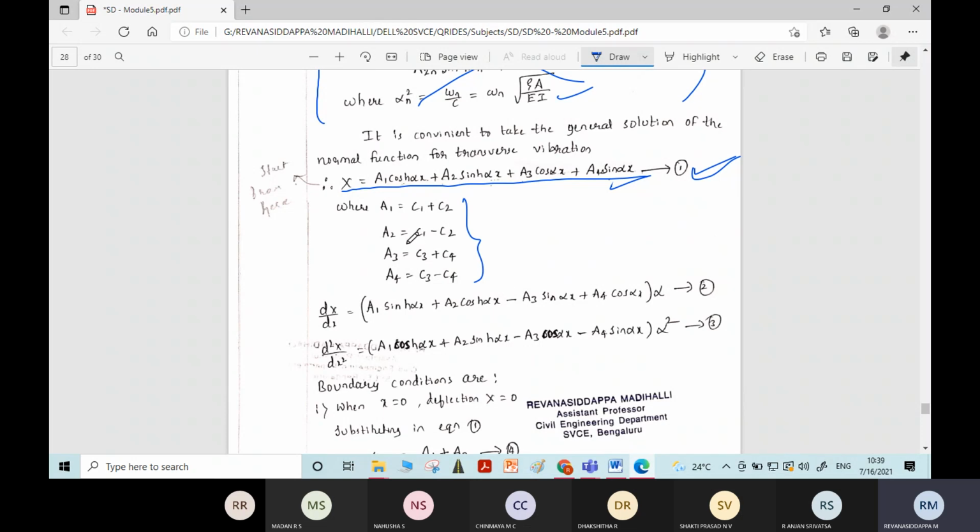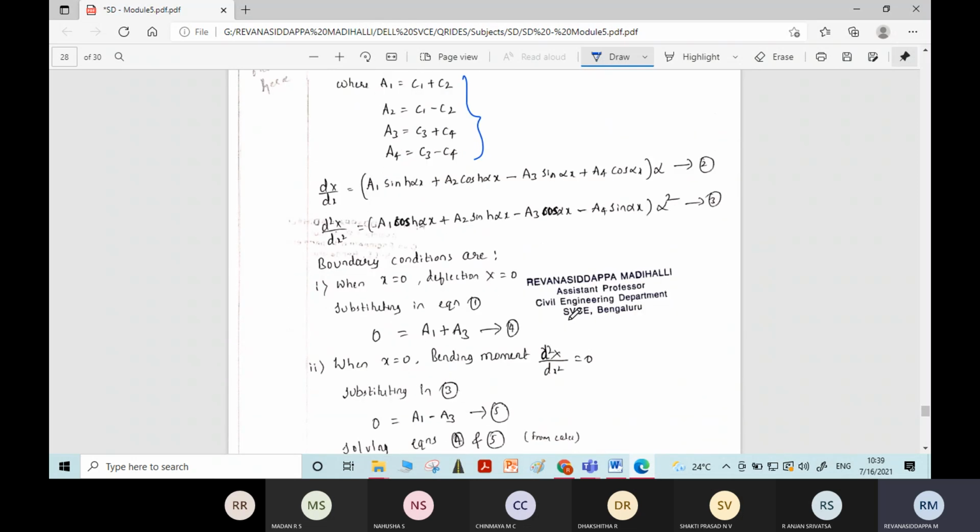Okay. See, in all these terms, alpha is the common thing, therefore that alpha is taken outside. When you differentiate cos h alpha x with respect to x, you will get sin h alpha x. Again, differentiation of alpha x is alpha. Like this, in all the terms, alpha will come. That alpha is taken outside the bracket, and it is called equation number 2. Similarly, one more differentiation, double differentiation, is done with respect to x. This is called equation number 3.